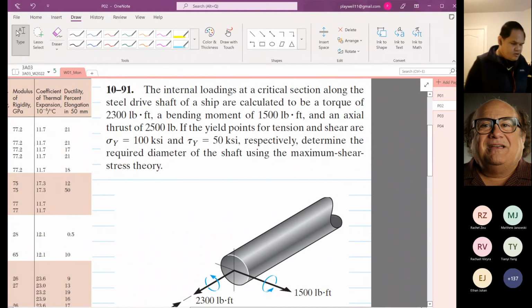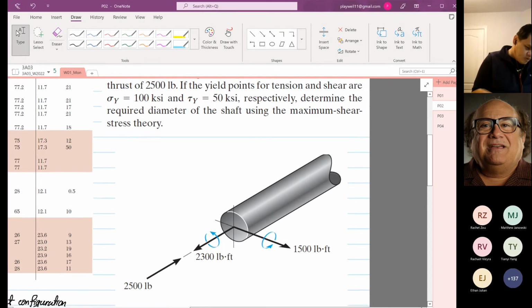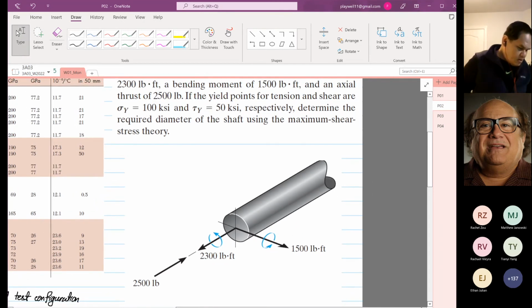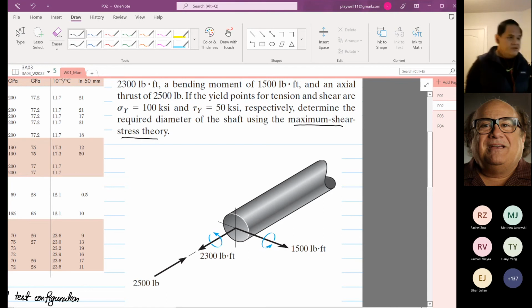the internal loads at a critical section along the steel shaft of a ship are calculated to be a torque of 2,300 foot-pounds, a bending moment of 1,500 pound-feet, and an axial thrust load of 2,500. If the yield points for tension and shear are 150 ksi respectively, determine the diameter of the shaft using the maximum shear stress theory. So we will be learning the maximum shear stress theory after term test 1.